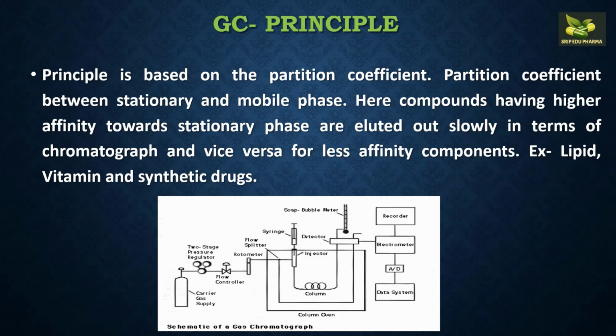Now at the bottom there is a schematic representation of GC, where on the left-hand side there is a tank, a cylinder of mobile phase, and that mobile phase is also called the carrier gas as far as GC is concerned. Various types of gases are commonly used like argon, helium, nitrogen, hydrogen. Oxygen is rarely used.